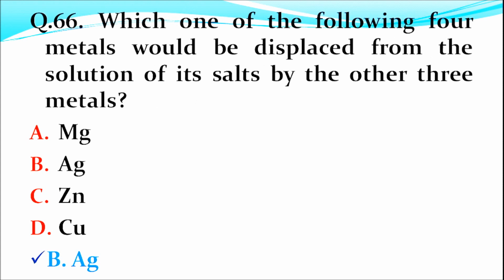Which one of the following four metals would be displaced from the solution of its salts by the other three metals? Option A magnesium, option B silver, option C zinc, option D copper. Correct answer is option B silver. Out of the four metals, silver would be displaced from the solution of its salts by the other three metals.